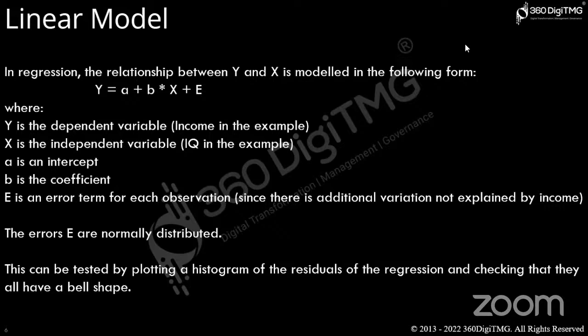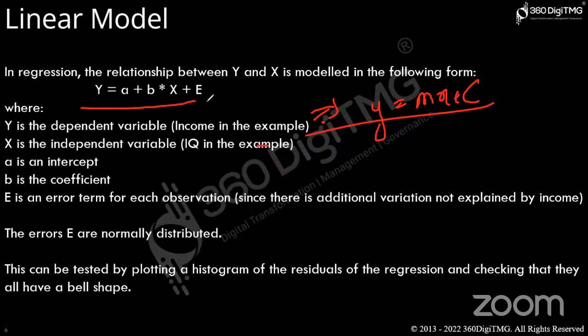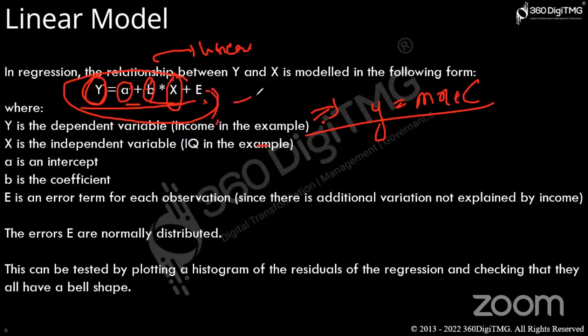So you might have an idea about the straight line equation, y is equal to mx plus c. The same way we have a line equation when it comes to linear regression. That is y is equal to a plus bx plus e. Here y is the output variable, a is the intercept, b is the coefficient, and x is the input. And here e is the error term.